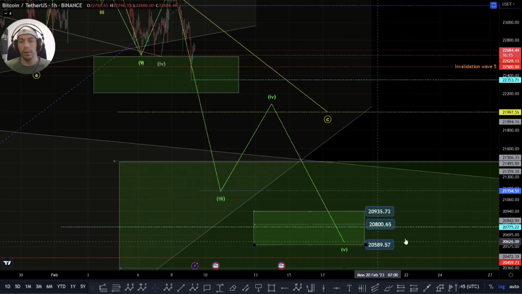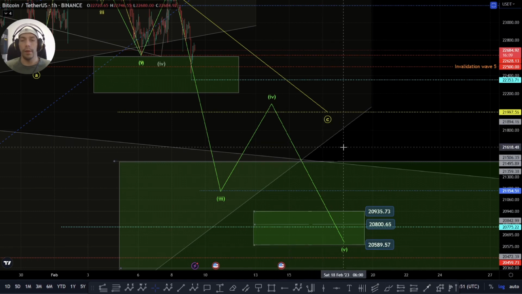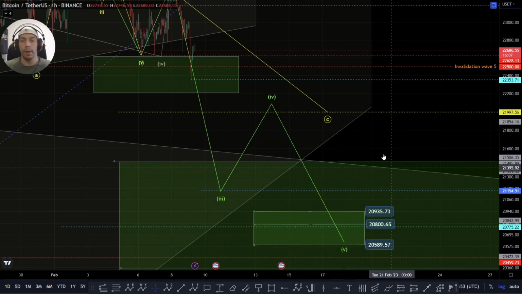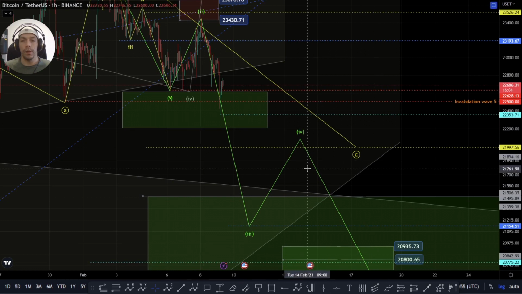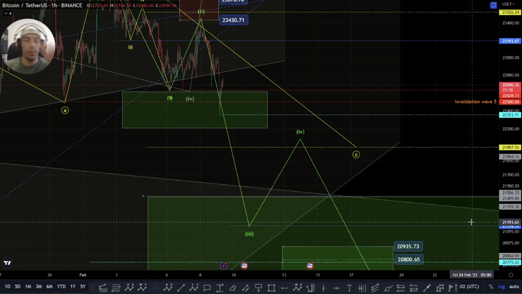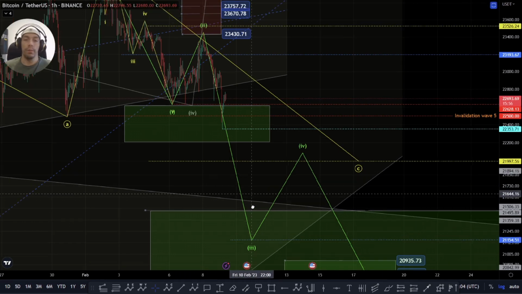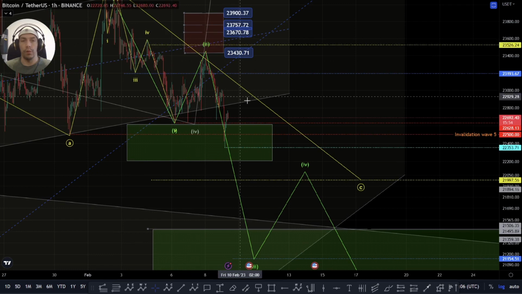If we do hit this zone, then we could be talking about coming down lower to these targets of this 20,935 to this 20,589 zone. So, this is something that can play out if we move down into these zones. It's 21,154 would be a typical third wave move based off of this as a wave 1, 2.